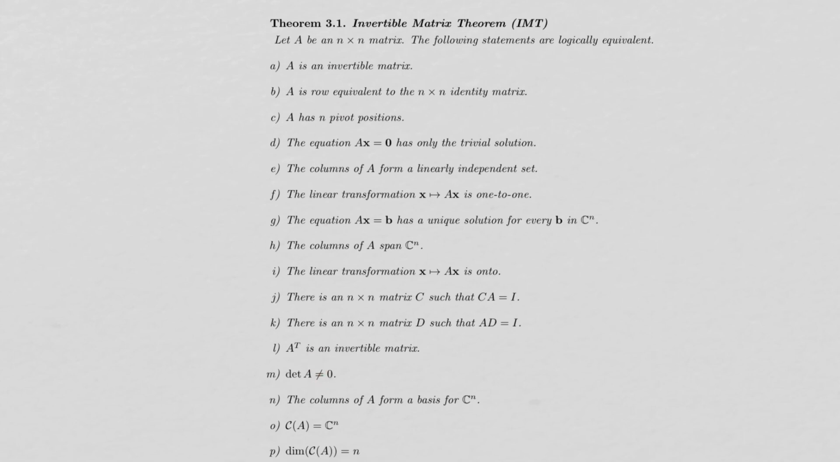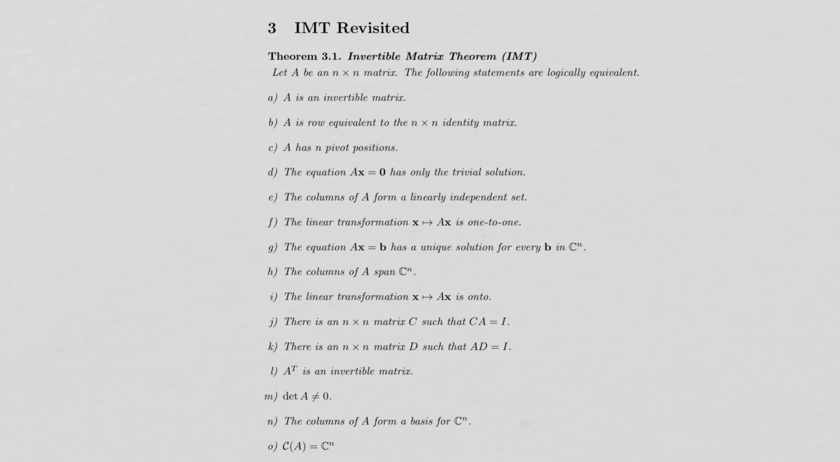So if A is an n by n matrix, up here, the column space of A is equal to Cn. The columns of A form a basis for Cn. The dimension of the column space is equal to n. The null space is equal to the set containing the 0 vector. The nullity of A is 0, and the rank of A is n. These statements, N through S, are just a direct result of our new definition of dimension and rank, and then applying these statements up here.